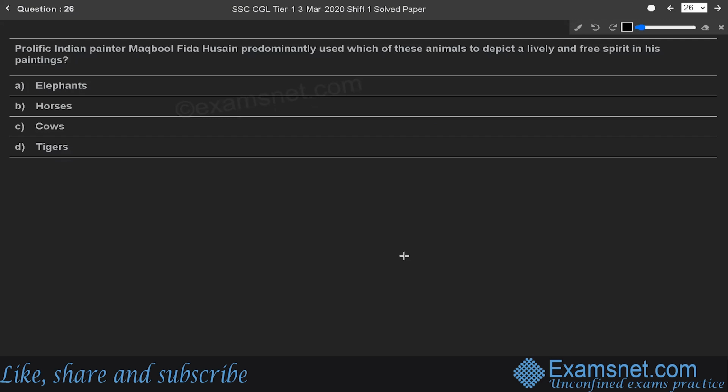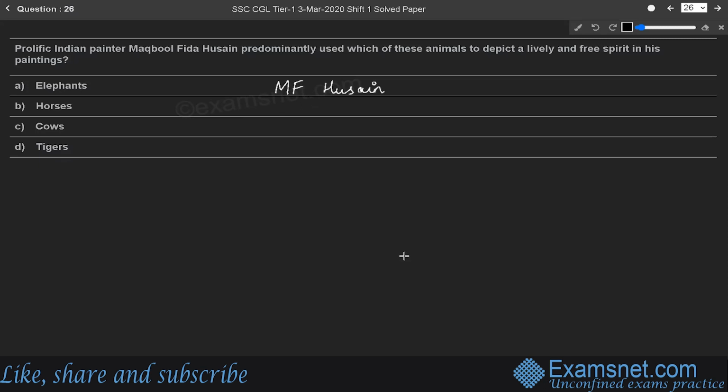Next question is, prolific Indian painter Maqbul Fida Hussain predominantly used which of these animals to depict a lively and free spirit in his paintings? Whether it is elephants, horses, cows or tigers. So do you know about Maqbul Fida Hussain? He is one of the greatest artists of the 20th century. He is also known as MF Hussain.